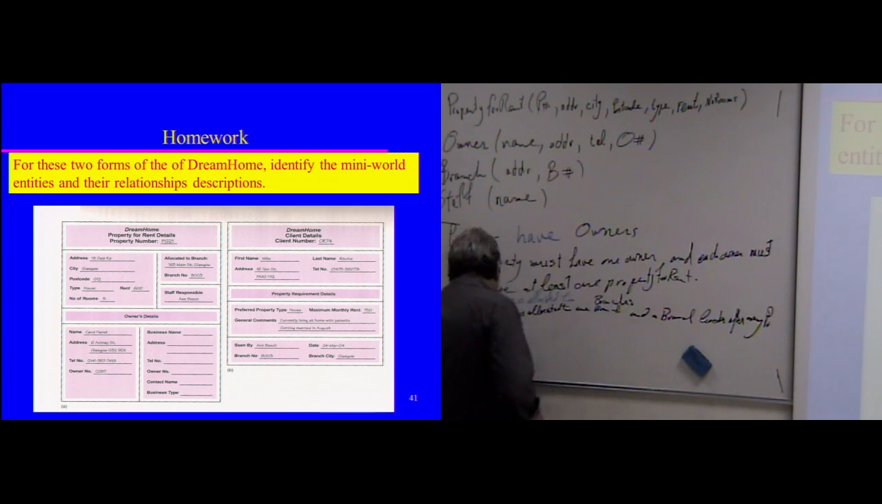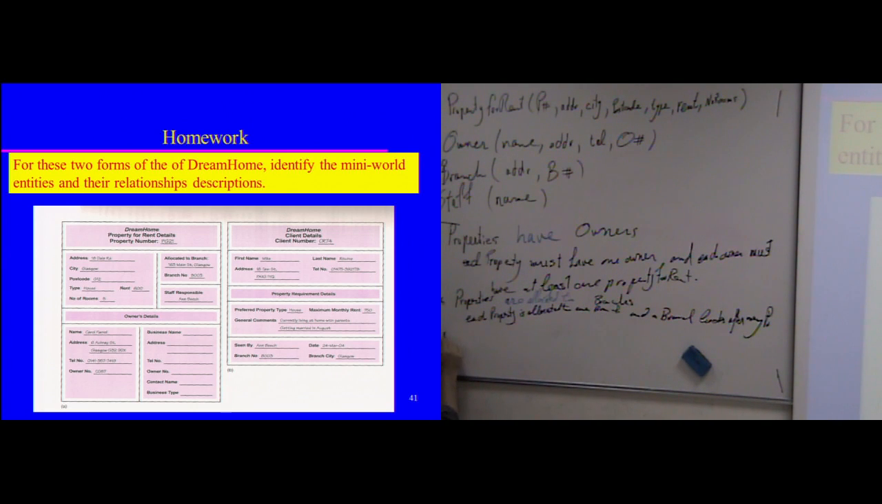So property for rent, or let me call them properties as we used to. So properties, use the plural. Staff is responsible for, right? Well, we can use another verb to represent this. Before looking at the numbers, we have to find the name for the relationship, a verb. Properties are managed by staff.